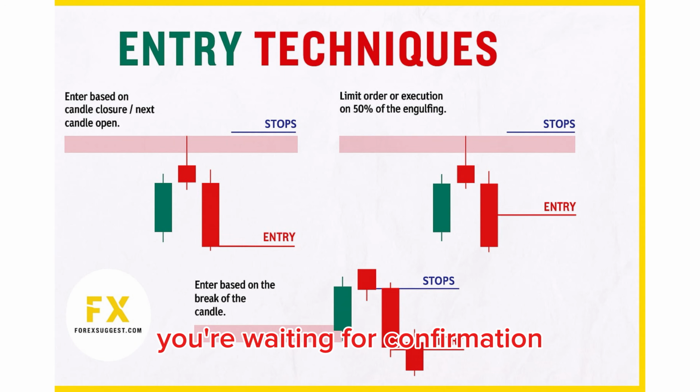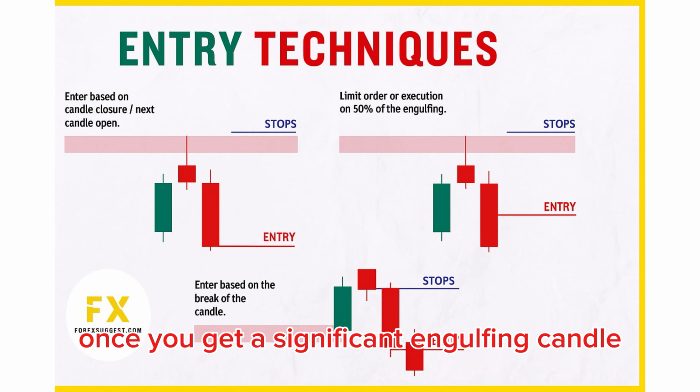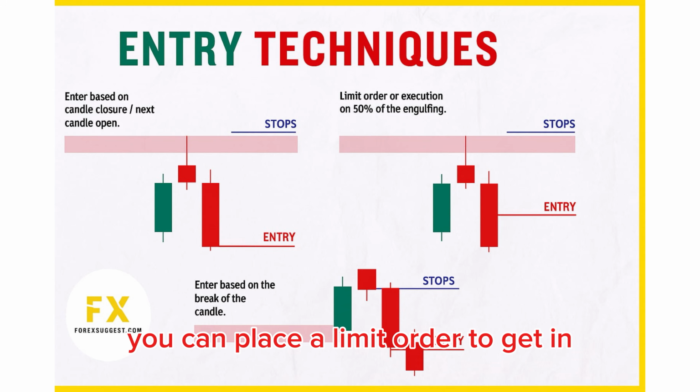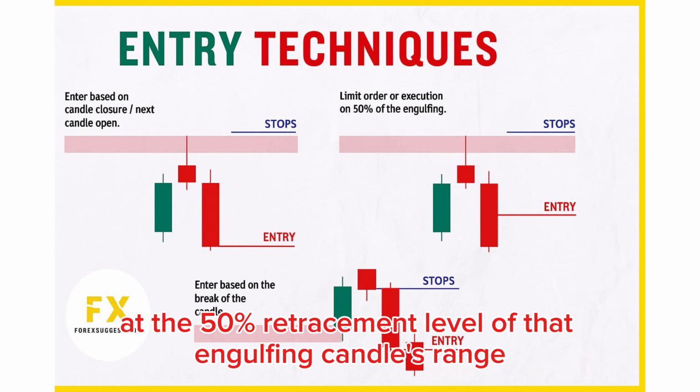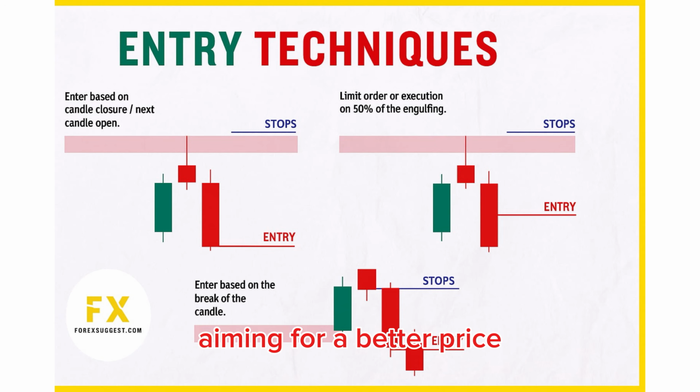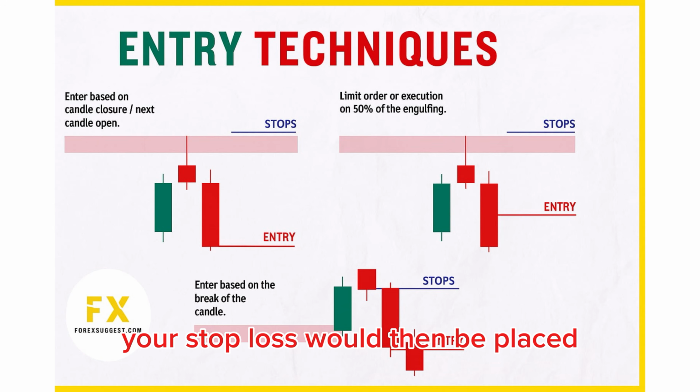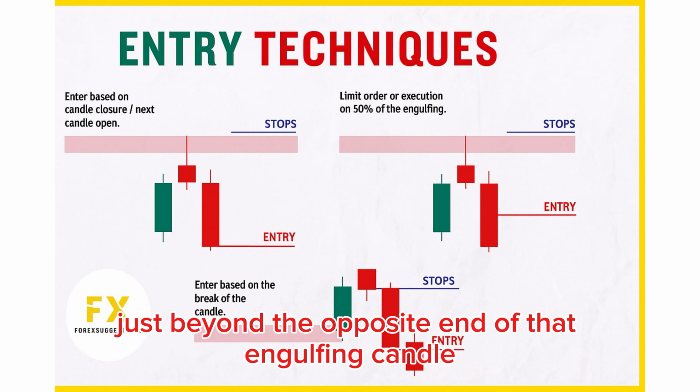You're waiting for confirmation. Once you get a significant engulfing candle, you can place a limit order to get in at the 50% retracement level of that engulfing candle's range, aiming for a better price. Your stop loss would then be placed just beyond the opposite end of that engulfing candle.